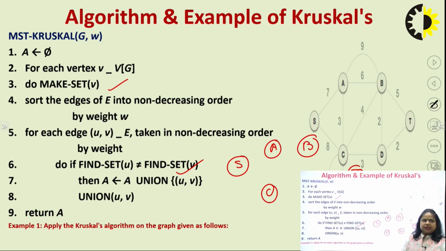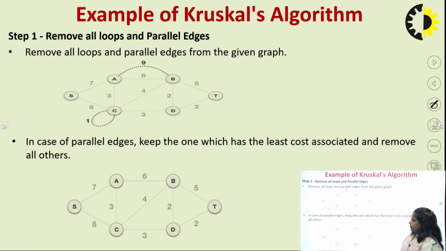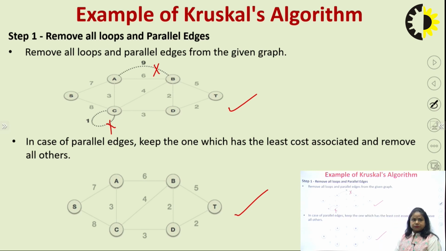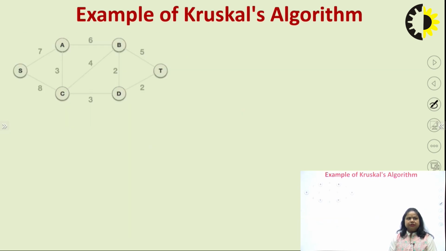Now you can check an example also. I have taken the same example which I took in Prim's algorithm, so we will get a similar result by using Kruskal's algorithm. In this example, what is the first step? We have to remove all the loops, cycle loops, as well as parallel edges. So in this graph we have to remove 9 as well as 1. Finally we have this graph as the minimum cost least associated graph, so that we can use this graph.